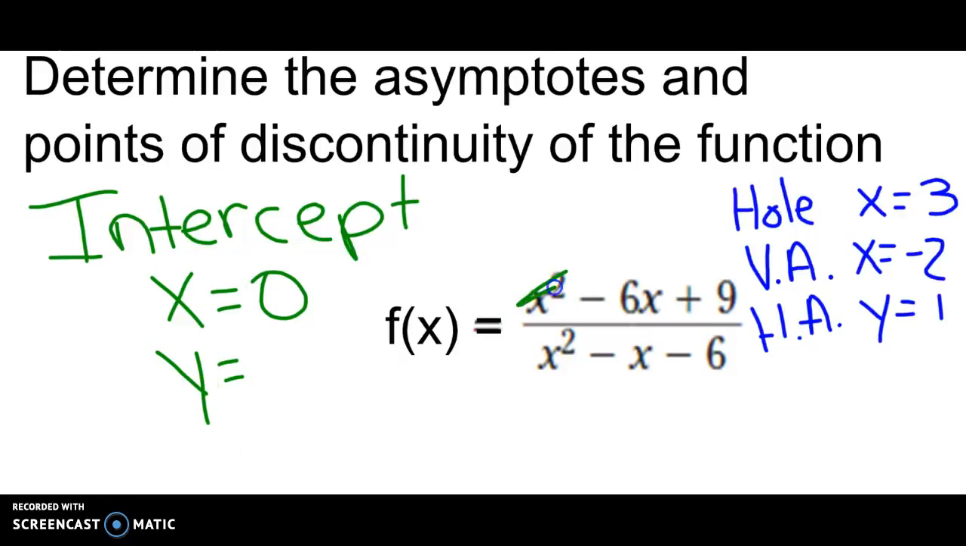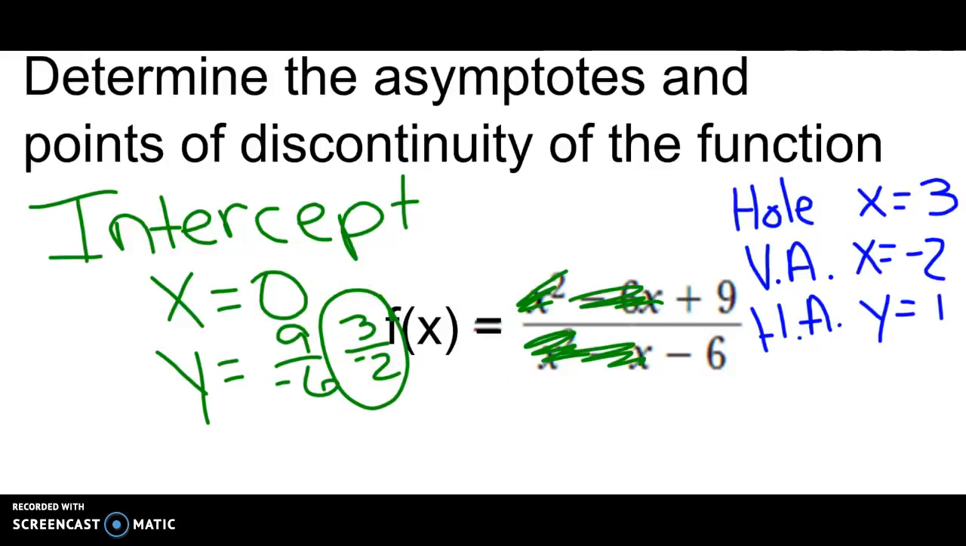So when x is 0, this isn't there, that's not there, that's not there. So your y-intercept is going to be 9 over negative 6. You can put that in lowest terms, and that's 3 over negative 2, or negative 3 over 2. So when you go to graph it, that's going to help you figure out where to put some of your points. Okay, I'm going to put that right there. That pretty much explains most of it. You could go ahead and graph it if you needed to by plotting points.